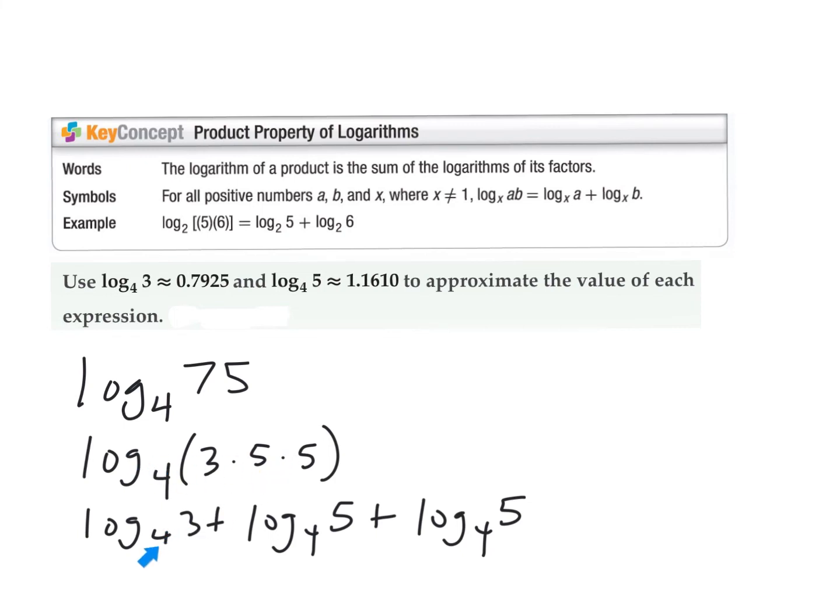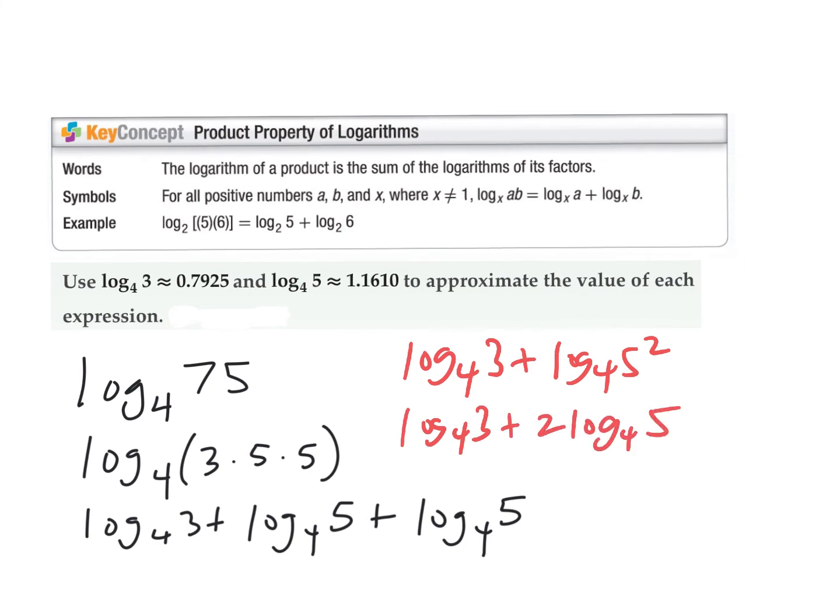All right. So what is log base 4 of 3? It is 0.7925. What is log base 4 of 5? 1.160. So I just plug those in now. So if you would have written this right here, just to show you that it ends up being the same thing: log base 4 of 3 plus log base 4 of 5 squared. Now what happens to the 2? It comes in front.